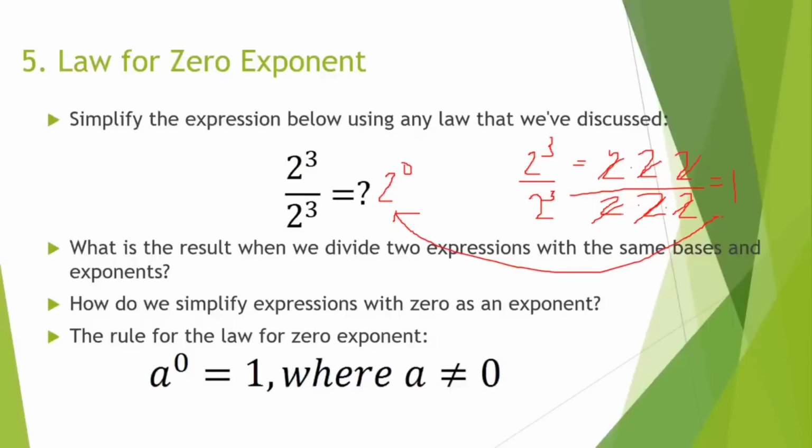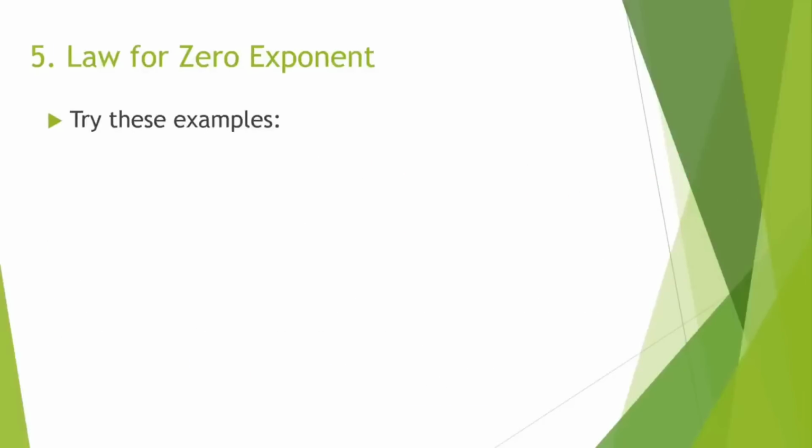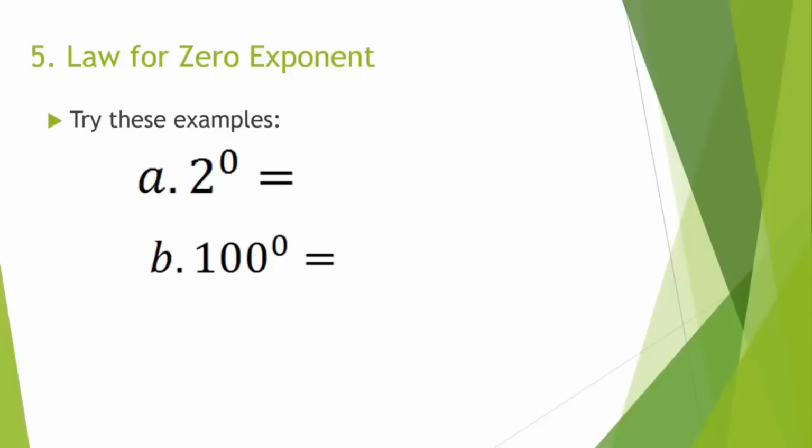Again, in here we have 2 raised to 0. So if the exponent is 0, it is simply equivalent to 1, but a should not be equal to 0. Remember that a should not be equal to 0. Okay, so here are some examples. A: 2 raised to 0, B: 100 raised to 0, and C: x raised to 0. All of those are equal to 1. So remember, for the law for zero exponent, if the exponent is 0, then it is always equal to 1. Okay?